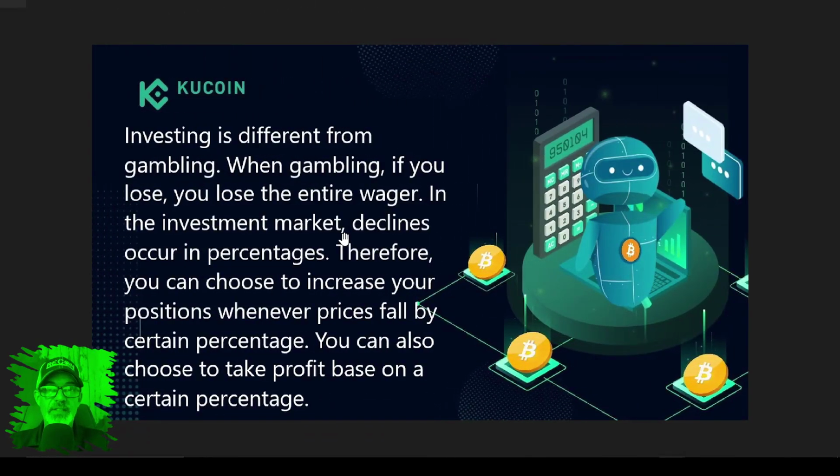Now, obviously, investing is different than gambling. When you're gambling, you can lose your entire wager. However, when you're investing, your declines occur as a percentage, not typically as the total amount of your investment. Therefore, you can actually choose to increase your position whenever the price falls by a certain percentage. And on the flip side, you can take profit based on a certain percentage.